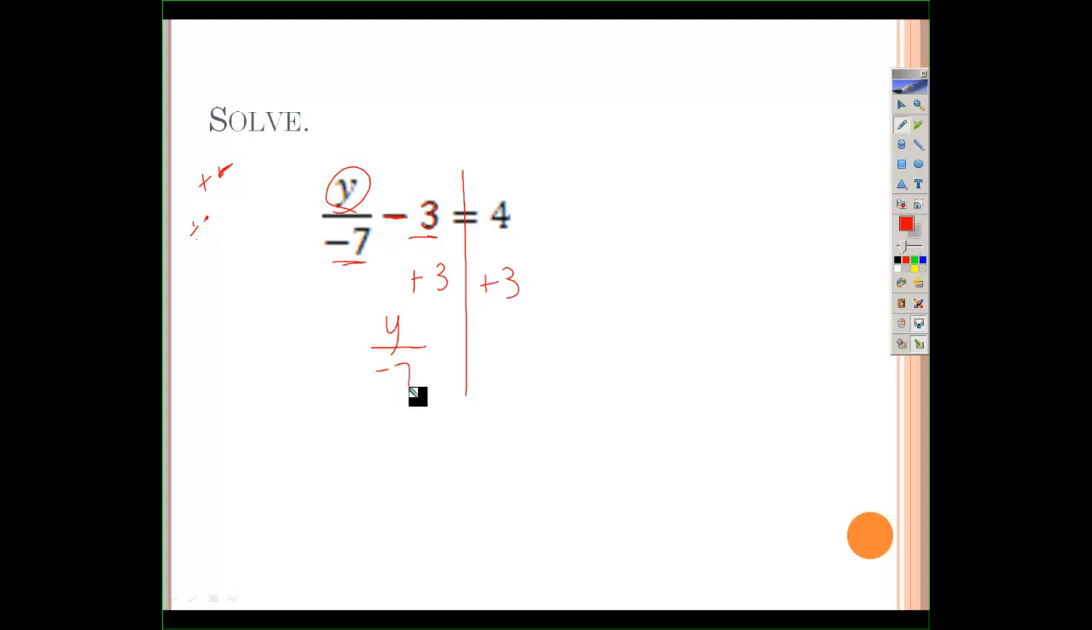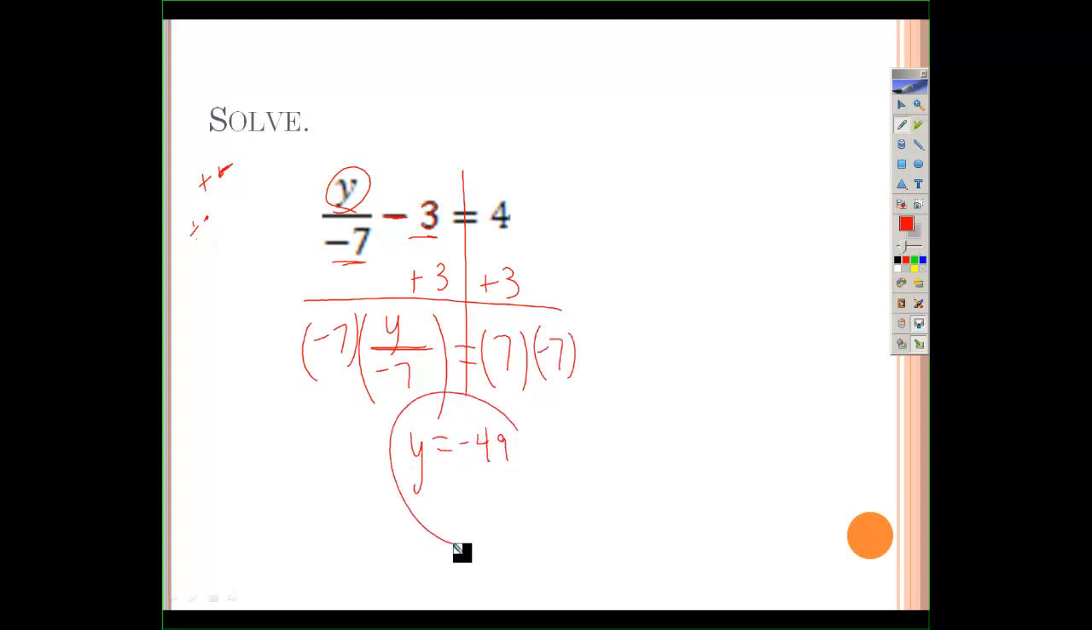Y over negative 7, or y divided by negative 7, equals 7. From there, I have a nice little equation that I've solved before. This is y divided by negative 7. We know that the opposite of divide is multiply, so if we multiply both sides, we can solve for what y is. Y must equal negative 49.